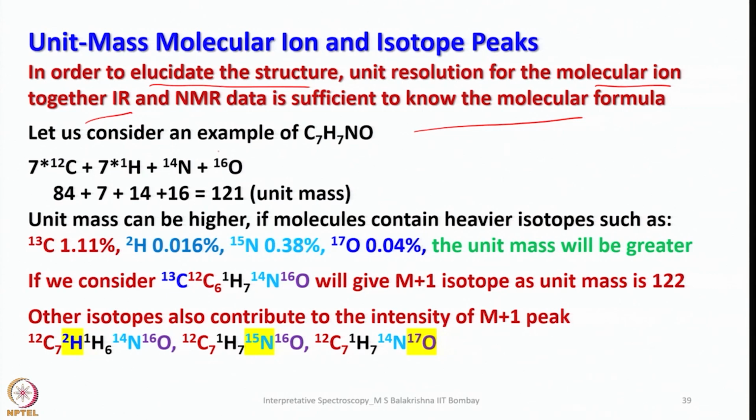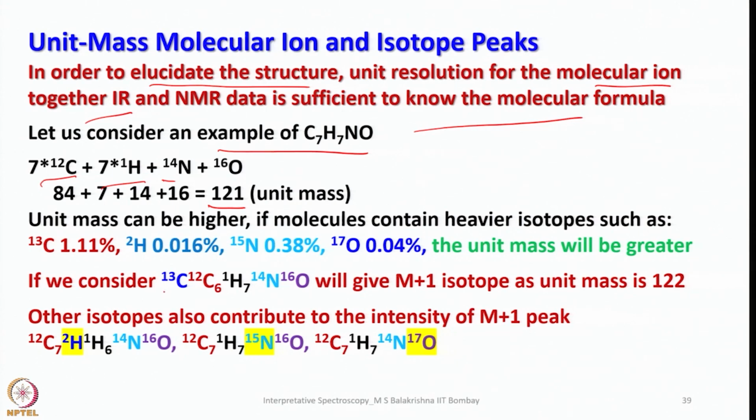So now let us consider an example of C7H7NO. So here we have 12C atoms, 7 hydrogen atoms, 14N, 1 nitrogen and 1 oxygen. The unit mass is 121 here. So unit mass can be higher if molecules contain heavier isotopes such as 13C, the abundance is 1.11%, and also 2H, very low abundance 0.016%, that's deuterium, and then 15N is about 0.38%, and 17O is even less, 0.04%. The unit mass will be greater if you consider some of these isotopes as well.